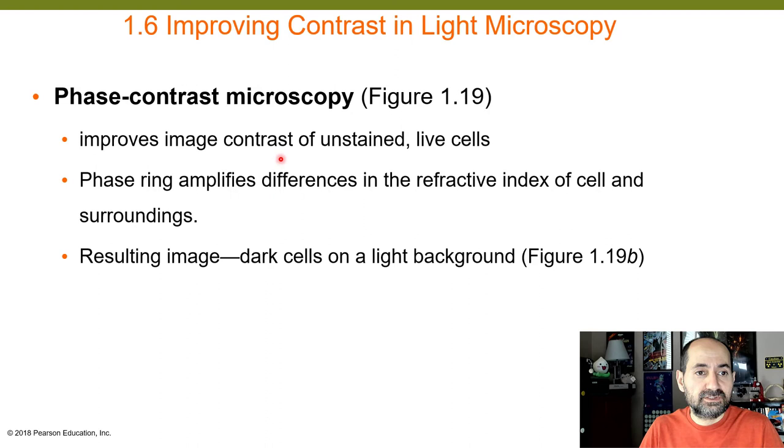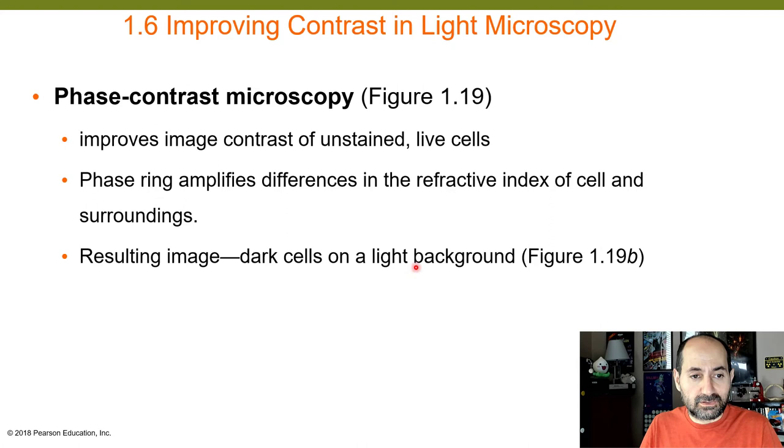The reason for this is simple. Light that strikes the specimen will get slowed. It goes through a phase plate, and that puts the light out of phase. So effectively, what it does is it deletes that wavelength of light, making the specimen darker than it really is. It's like an artificial way of staining the cell, so that the cell appears darker against the light background.